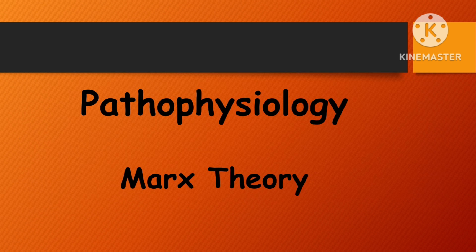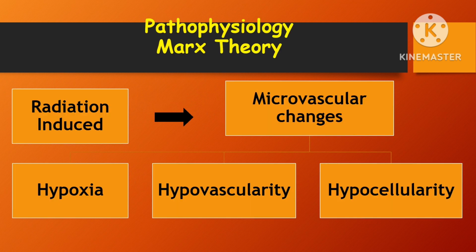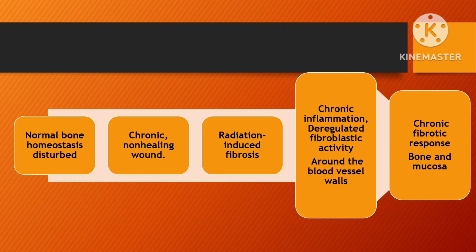The most widely accepted theory for the pathophysiology of osteoradionecrosis is the triple H theory, which was given by Marx in 1983, and it is the hypovascular, hypocellular, and hypoxic theory. This theory suggests that radiation damages the blood vessels, leading to reduced blood flow, which is known as hypovascular. Decreased cellularity is there, which is hypocellular, and a lower oxygen level, hypoxic, in the affected bone tissue. This impairs the bone's ability to heal itself and results in necrosis.